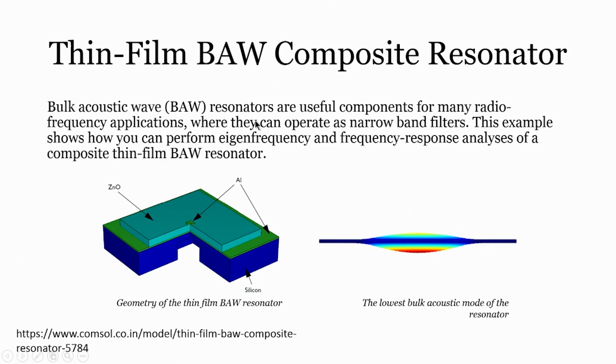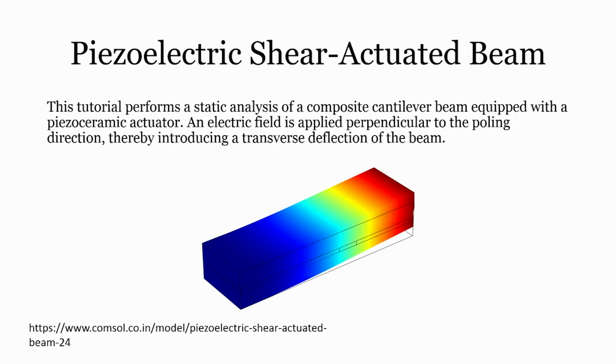Then we have bulk acoustic wave composite resonator model. As you can see over here, again this is a 3D structure, but what we model is a cross section of it, that is a 2D cross section, and we also have a 3D example for this BAW sensor, that is bulk acoustic wave. Over here also we get a frequency response, resonant peak, anti-resonant peak, and from that we can understand about the BAW resonator.